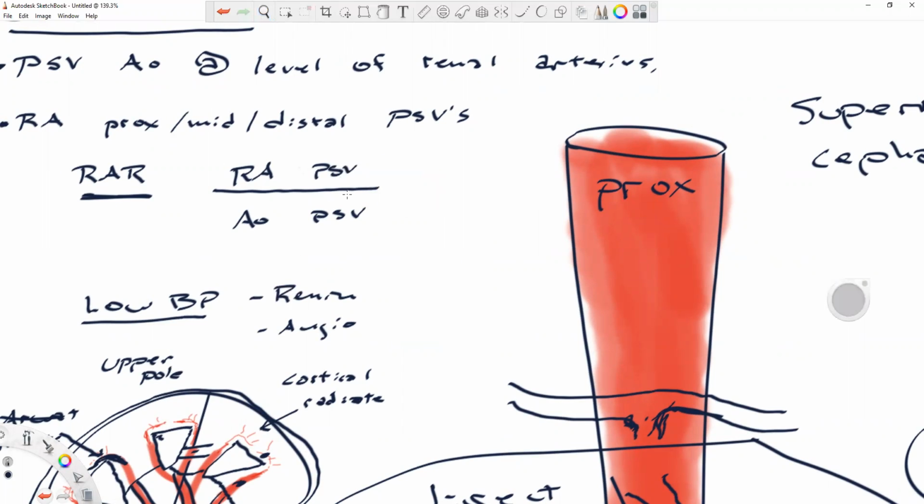Normal resistive index. Remember, this is done 3 times. Prox, mid, distal. Well, you only do more if there's a reason to do more, like you found a stenosis and you want to do a couple more just to figure it out. Less than 3.5 is normal. I'm not going to give you peak systolic velocities. I don't like those numbers. But, all right.